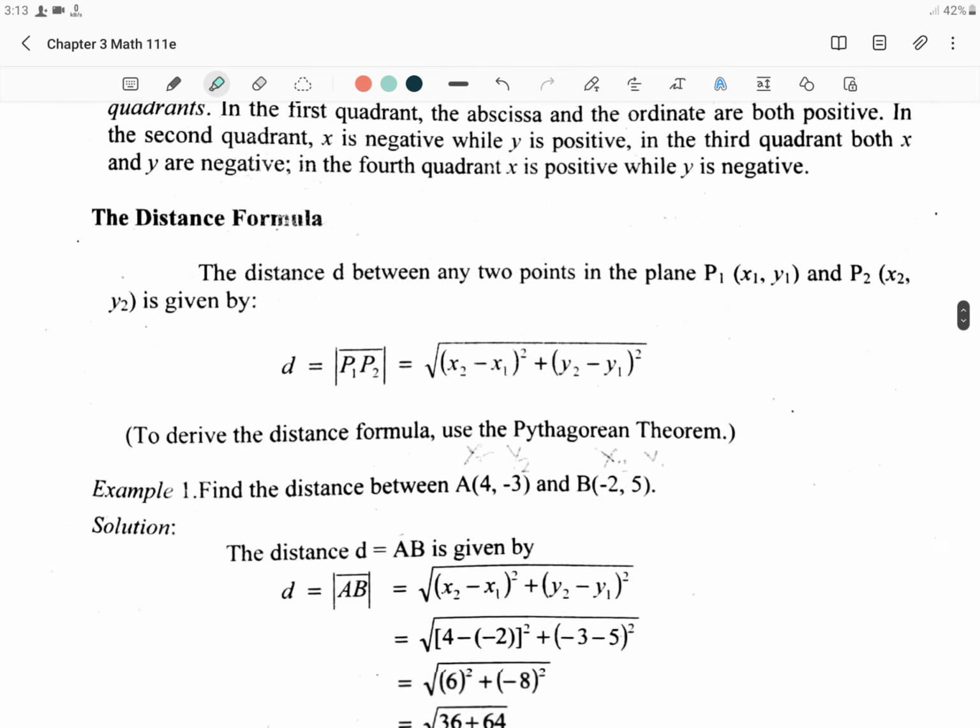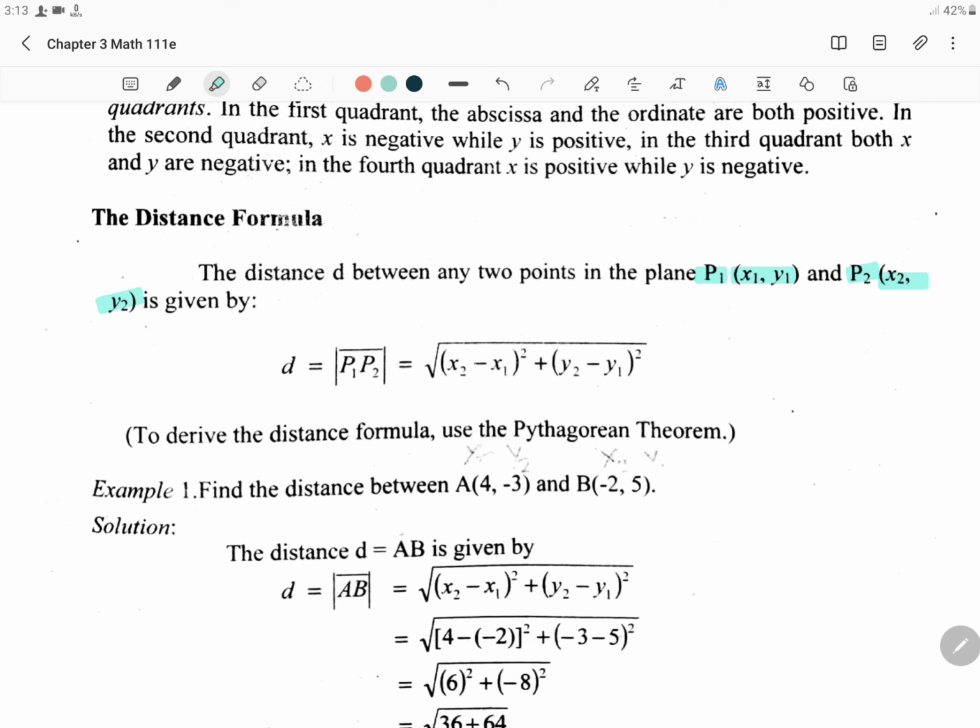Okay? Now, let us proceed with our distance formula. Dito sa distance formula, we need to consider 2 points. We have P1 and P2. We just label that one as P1 and P2 para ma-identify natin kung kanino yung ordered pair. Kaya dito sa ordered pair natin, may subscript din tayo na 1 at may subscript din tayo na 2.